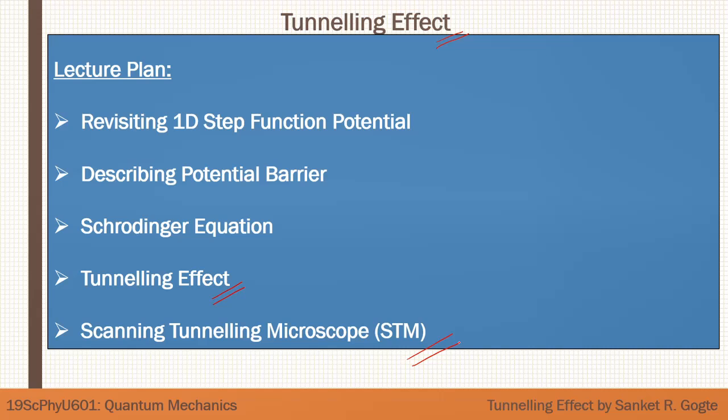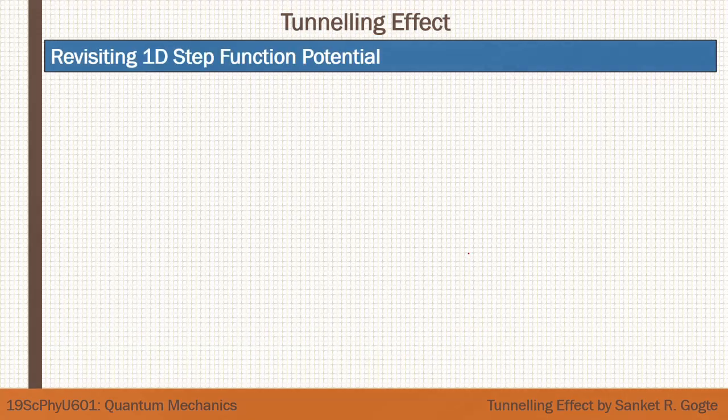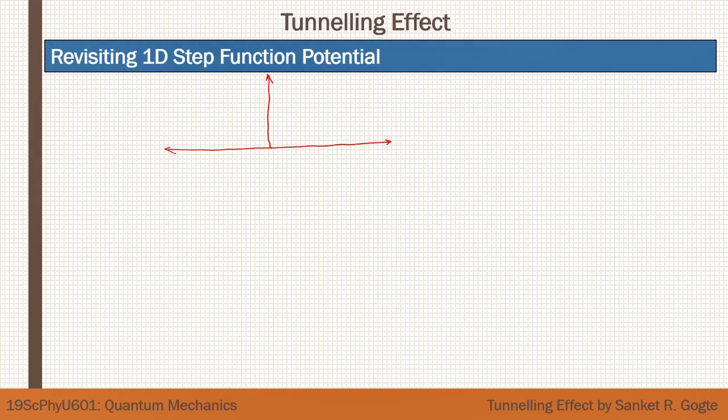So let's quickly revise the one dimensional step potential. The one dimensional step potential can be graphically shown like this, where we have the x-axis and this is the potential. The potential step is such that the potential is 0 till x is equal to 0, and after this point the potential jumps to some constant value, which let's say is V0.